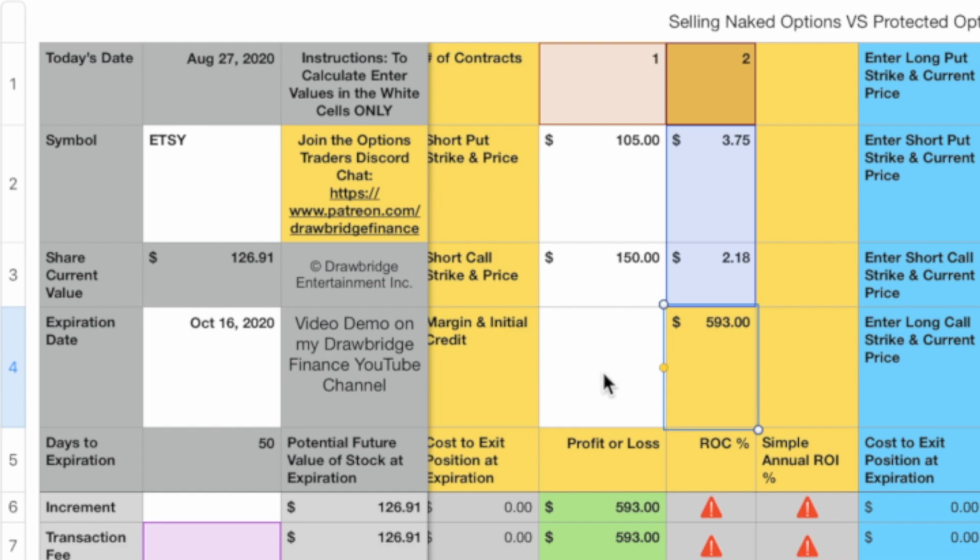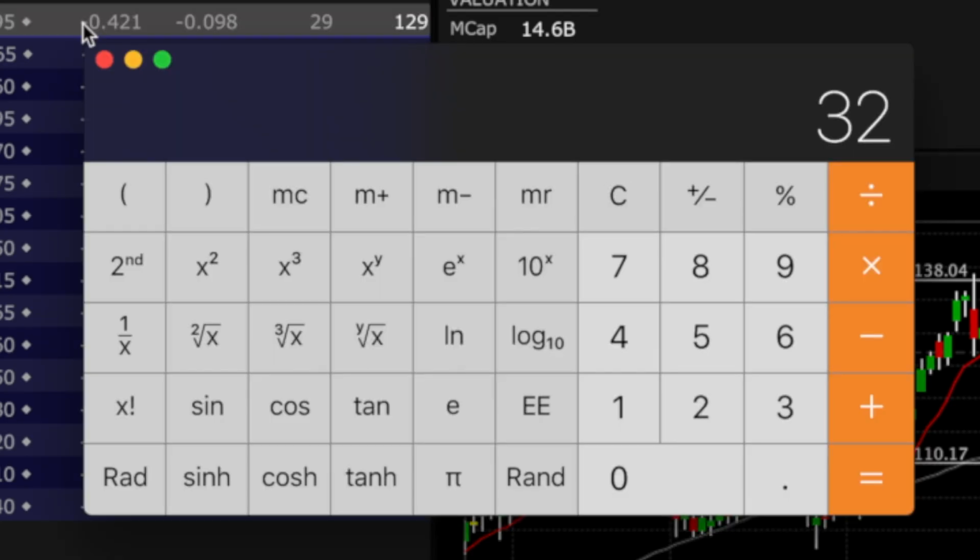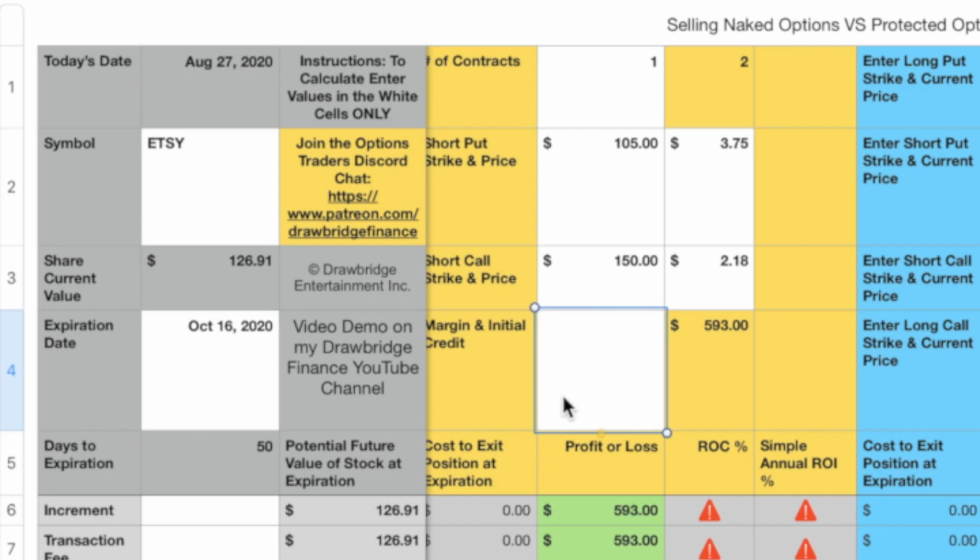And then the margin has to be filled in as well. I'm going to do it all in American dollars, so I'll just do a quick conversion. 3262 divided by 1.32, 2470. I'm just going to type that in. In American, it's 2471. And now it's going to fully populate this.